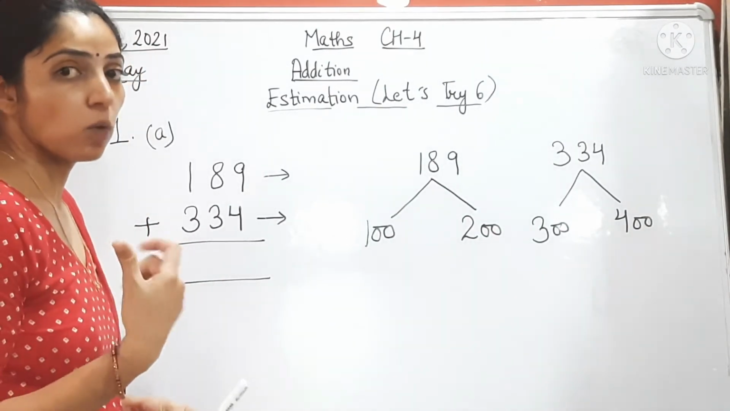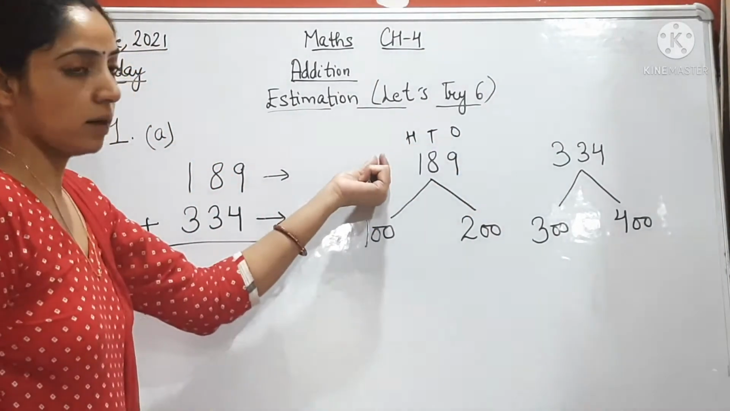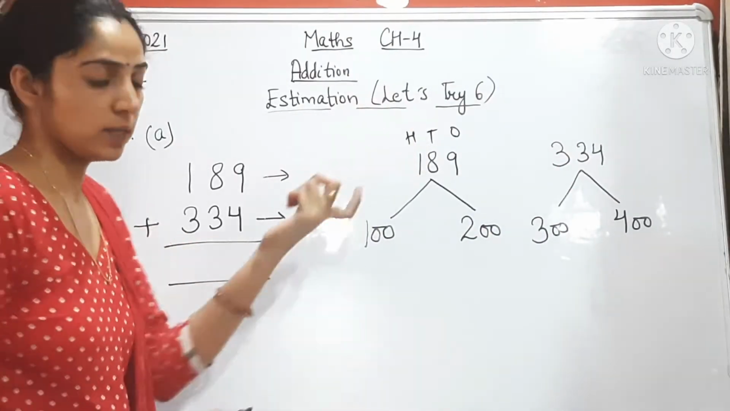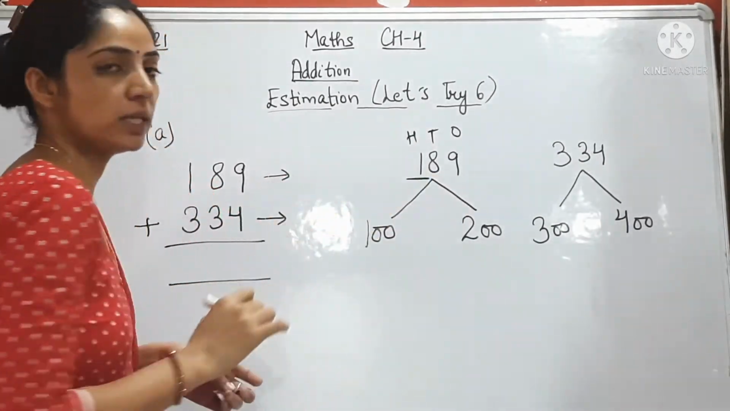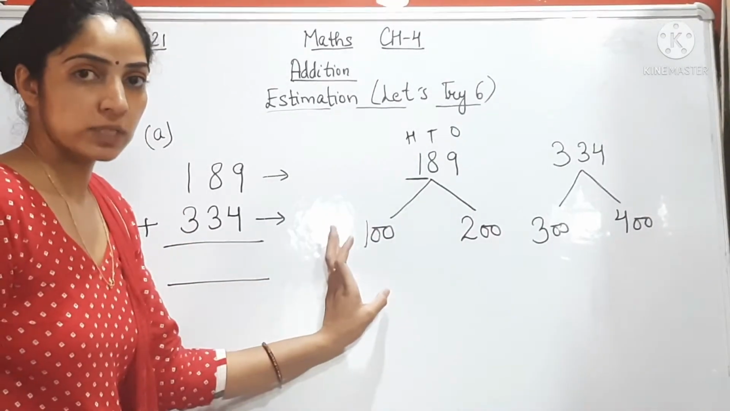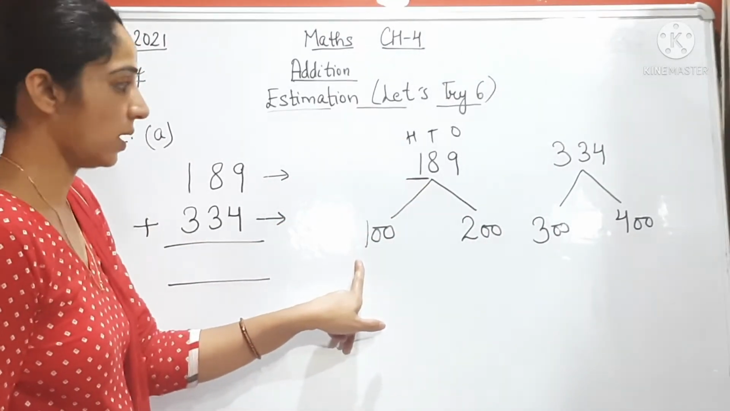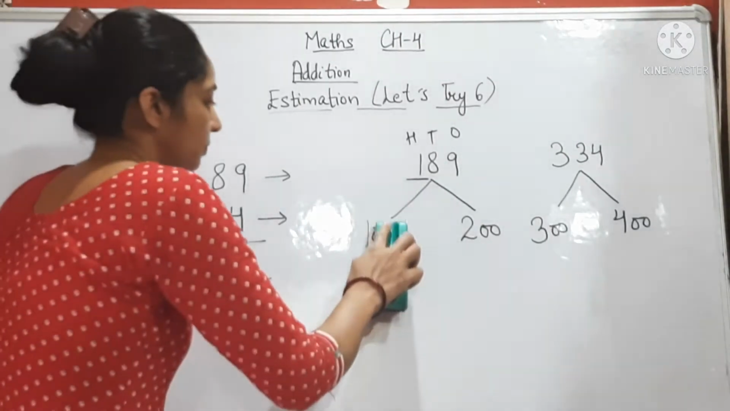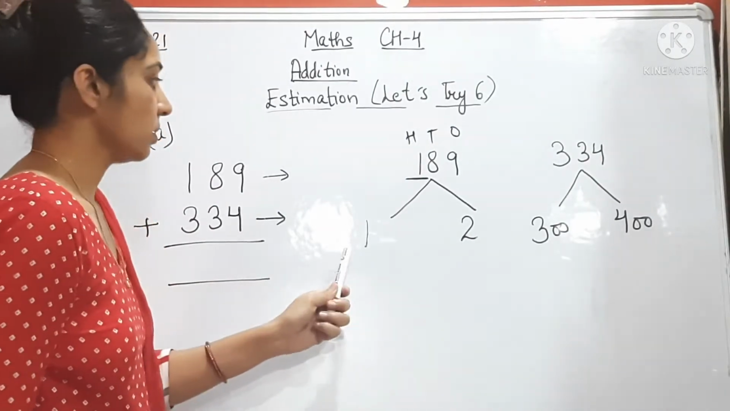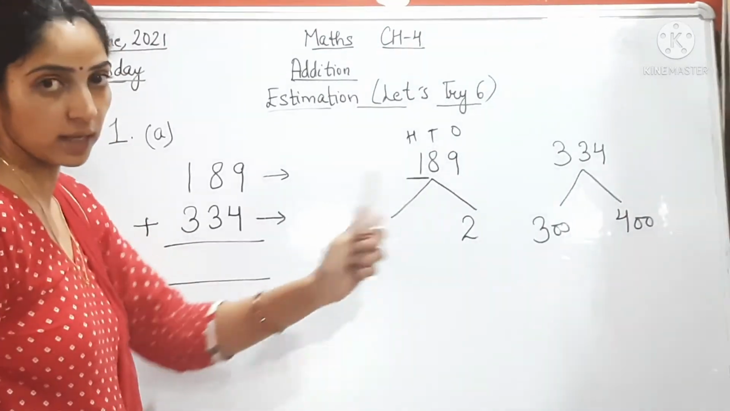I also told you a trick with ones, tens and hundreds. If we round off the number to the nearest 100 place, the digit in the hundreds place is the one you use on the left side. And to the right hand side, you have to write its next number, or successor of that number.